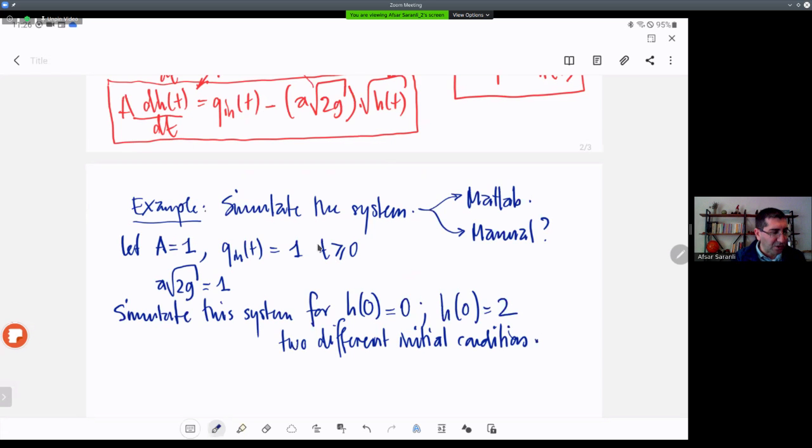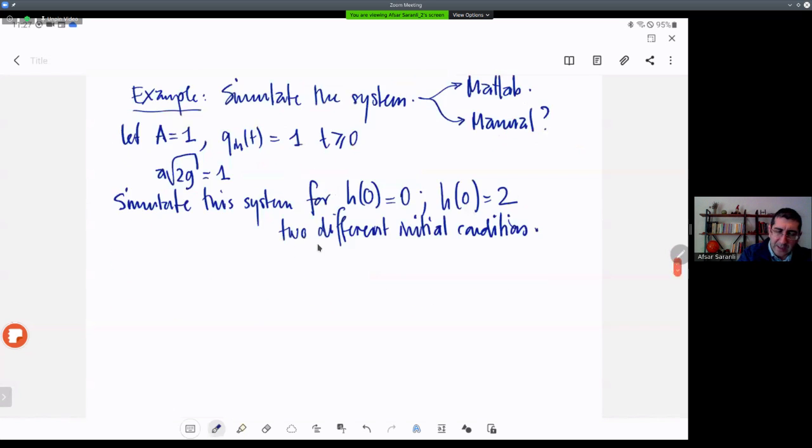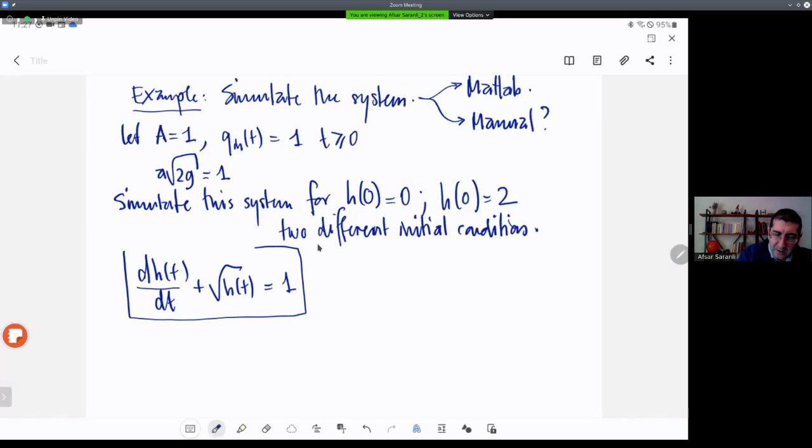The way we will try to do this, so our simplified differential equation is dh of t over dt, because of our given values, plus square root of h of t is equal to 1. Okay, so this is our differential equation with the given numerical values.